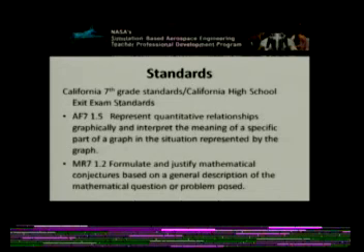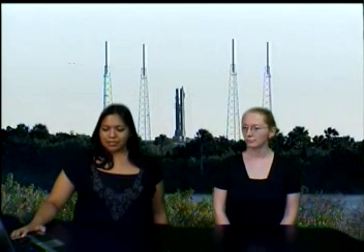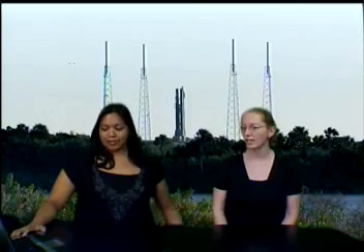We're also looking at justifying their mathematical conjectures based on the graphs. And these are really important standards. They're called power standards for the California Standards Test and the California High School Exit Exam. So they're really important standards, and we wanted to cover them in a lesson that would be interactive and engaging.